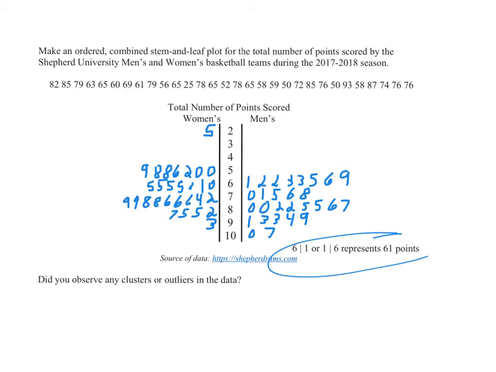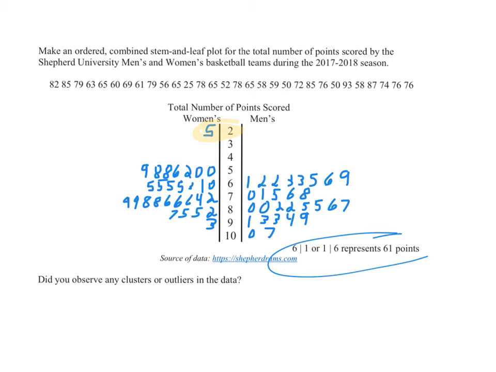What you can do then is you can start to make some observations, which is what the question is asking. Do you see any clusters or any outliers in the data? Well, clearly we can see one outlier, and that's a game, looks like a women's game, right here, where they only scored 52 points. I mean, there's literally no other data near it.